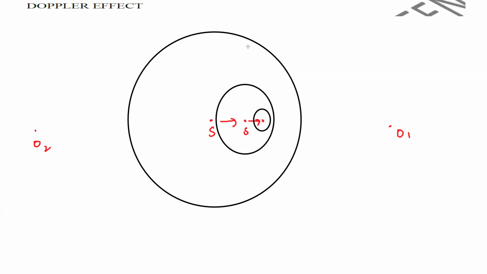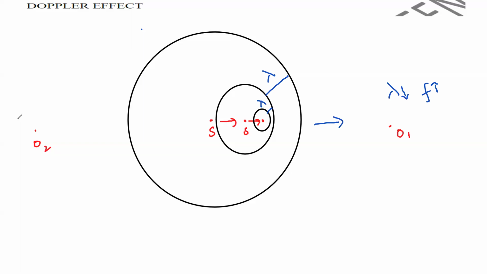So what you will observe, the distance between two successive wavefronts is called the wavelength. So if you compare the first wavelength which was produced and the second wavelength, it's not like the source is actually producing a different wavelength, but because of the relative motion, the wavelength has changed. So when the source is moving towards observer 1, the wavelength which observer 1 will receive will decrease and it will receive more waves in one second.